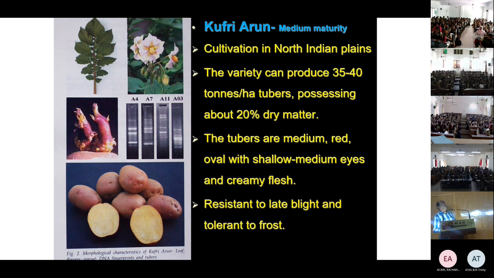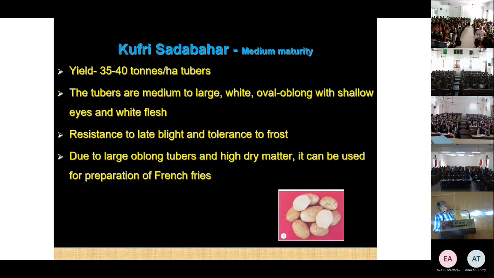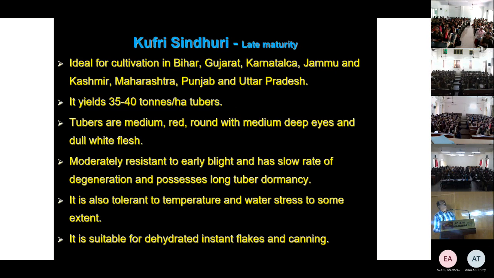Next, Kufri Sadabahar, it is also a high yielding variety, 35 to 40 tons, resistant to late blight and tolerant to frost, and having high dry matter, and it can be used for preparation of French fries. Next, Kufri Sinduri.